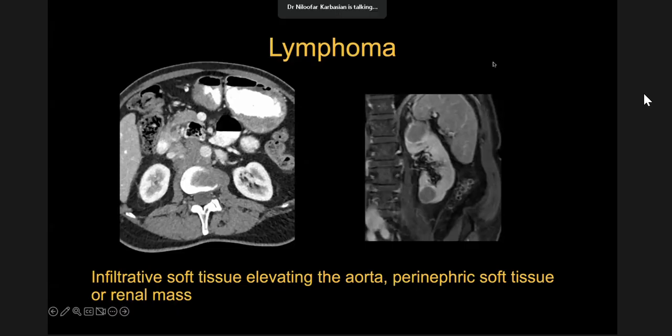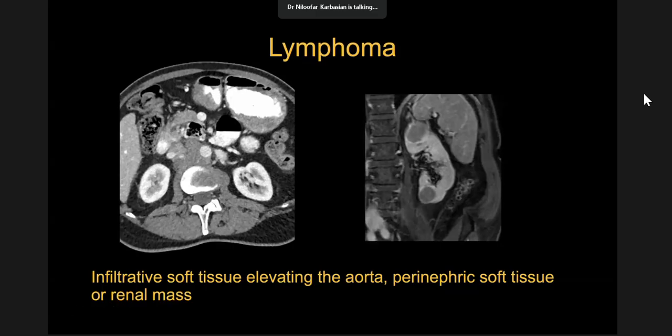Lymphoma. Lymphoma, of course, has many presentations in the abdomen and pelvis. One of the classic teachings is that it can happen as an infiltrative soft tissue in the retroperitoneum, with the classic teaching that it elevates the aorta. Basically, it causes anterior displacement of the aorta.